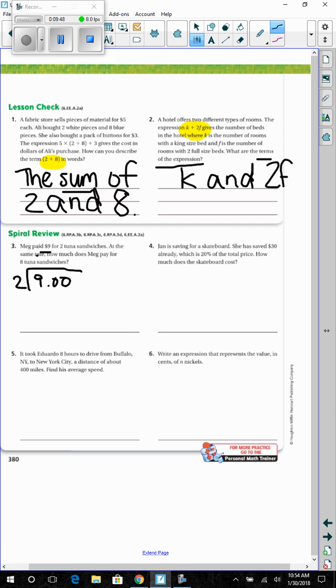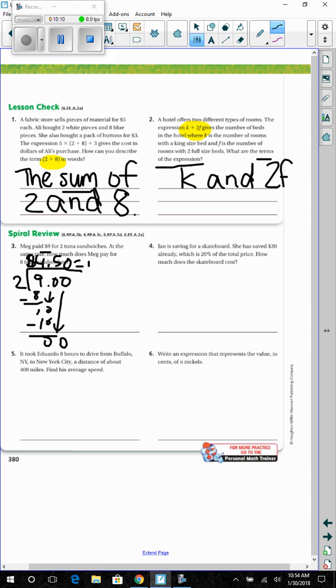2 goes into 9 4 times. 4 times 2 is 8. Bring down the 0. 2 goes into 10 5 times. Bring your decimal point straight up in a division problem. 2 times 5 is 10, and we have 0. So $4.50 is how much it costs to buy one sandwich.